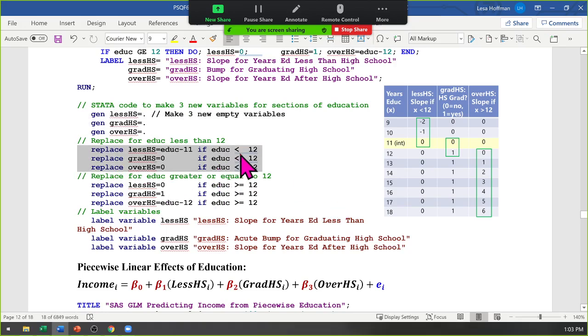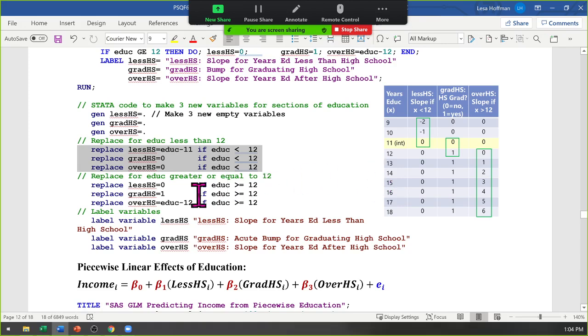So if education is less than 12, I am filling in the first 4 rows of the table. I'm moving vertically across the columns. It's education minus 11 gives me what the first column would be. So 11 is my reference intercept centering point. And the other columns are zeroed out for people who have not yet graduated high school.